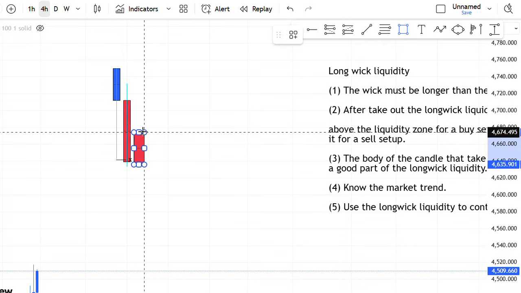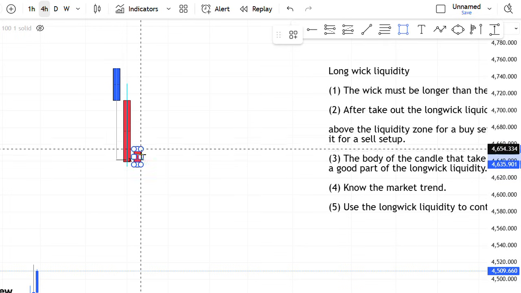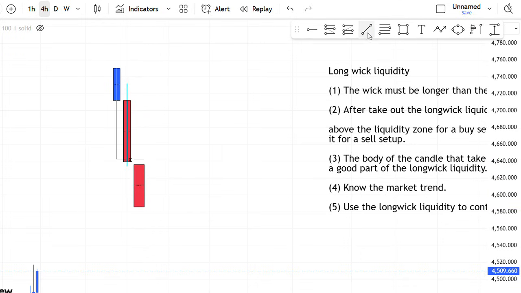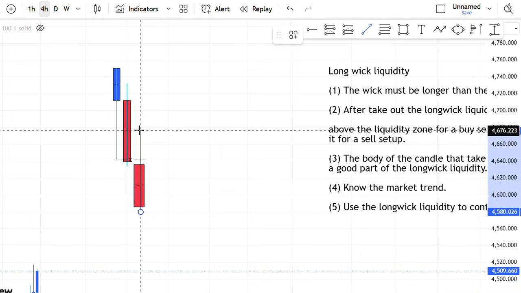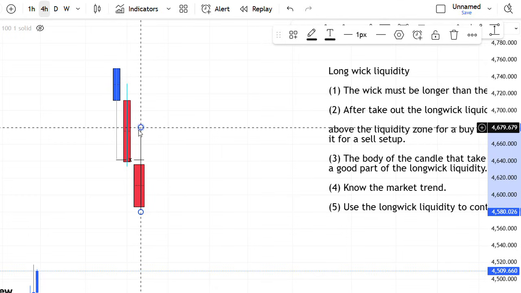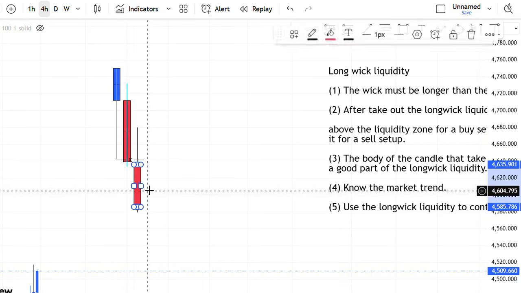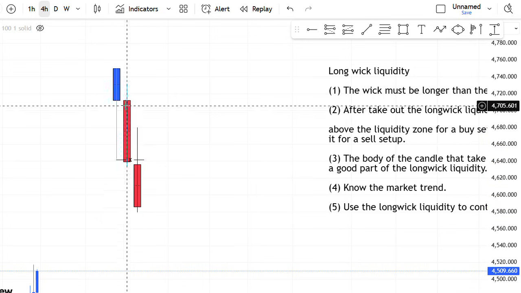The market might do something like this, maybe try to go up a bit as if it's going up to the buy side, then it will reject with this wick here, then continue selling like this.